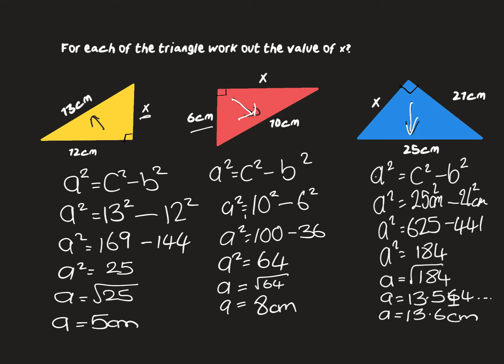So remember, when you're finding the hypotenuse, the longest side, you will square and add your two shorter sides. But if you're finding a shorter side like we are here, you'll have to take away. So your hypotenuse squared, take away one of your shorter sides squared. We'll take a little look at an exam style question.